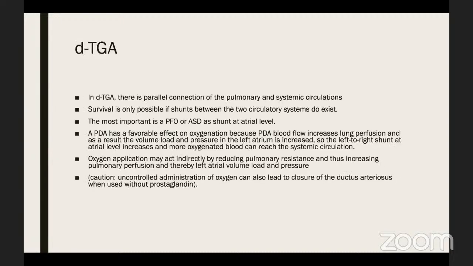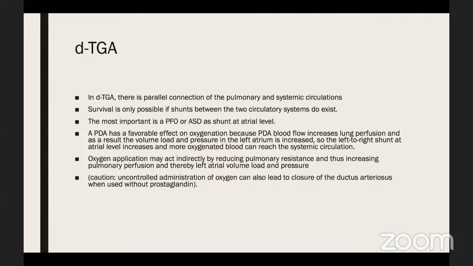In parallel circulation, like TGA, there is a parallel connection of the pulmonary and systemic circulation. In this group, survival is only possible if shunts between the two circulatory systems exist. The most important shunt is PFO or ASD at the atrial level. Also, the BDA has a favorable effect on oxygenation.